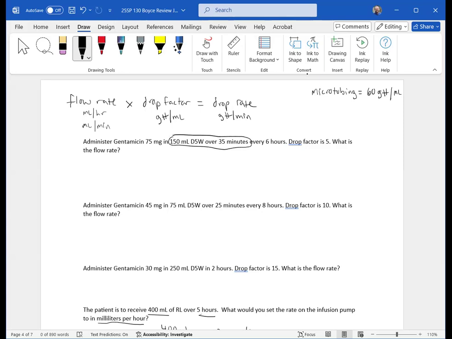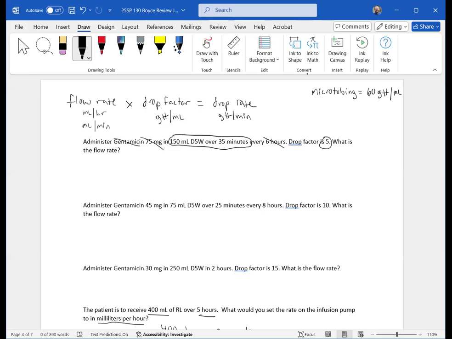And I need to know the drop factor. I don't need to worry about what type of medication it is. I don't need to worry about the strength of the medication. And I also don't know how often I need to repeat administering the medication. Is that important? Yes, all those things are important. But when it comes to doing math calculations, we need to focus on what we need. And what we need is flow rate, drop factor.